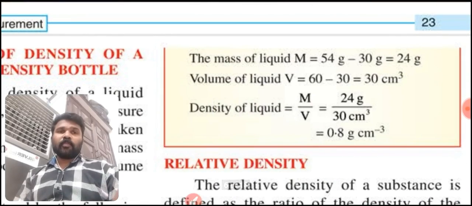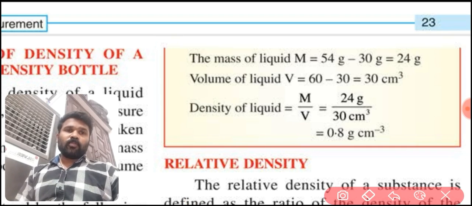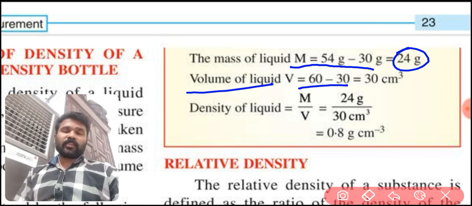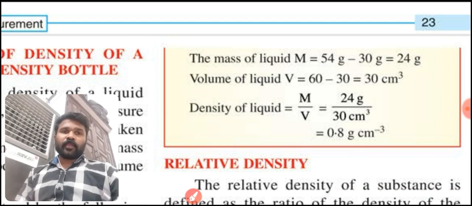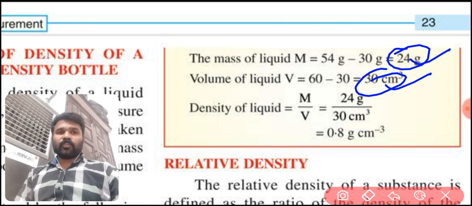Okay, the mass of liquid M is equal to 54 minus 30 gram, that is equal to 24 gram. Volume of liquid V is 60 minus 30, that is equal to 30 centimeter cube. Okay, now we got both values. M is 24 gram, V is 30 centimeter cube. Now use the formula.